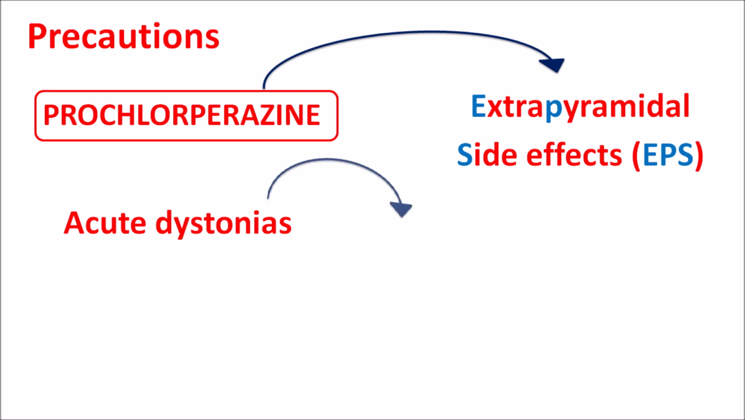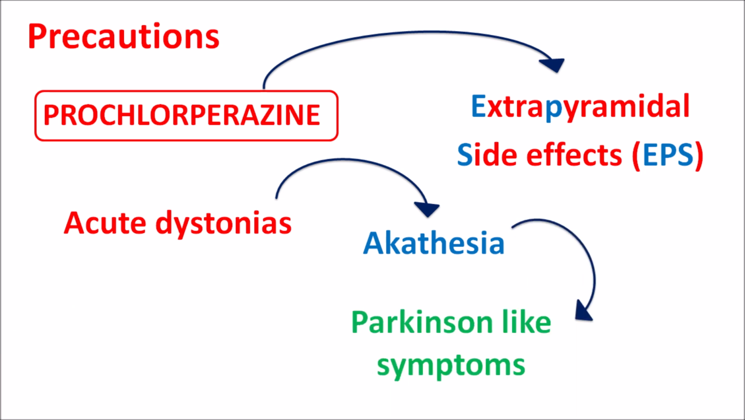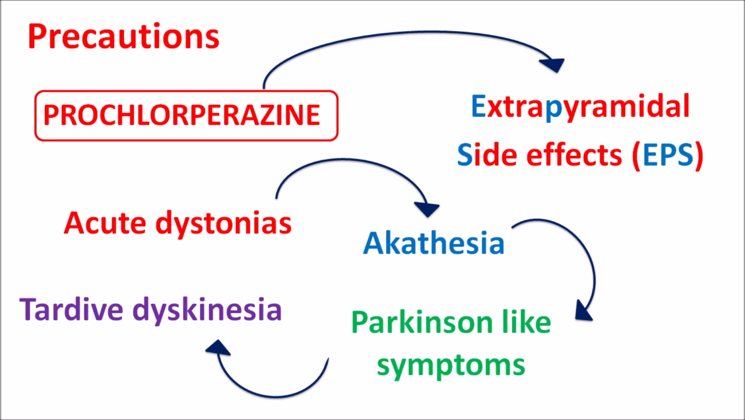This may further extend to akathisia, restlessness, which can further extend to produce Parkinson-like symptoms resulting in muscle rigidity, muscle incoordination, and finally it can lead to tardive dyskinesia, some involuntary movements within the patients. So by increasing the dose and duration of the therapy, the extrapyramidal side effects may be observed with this drug.